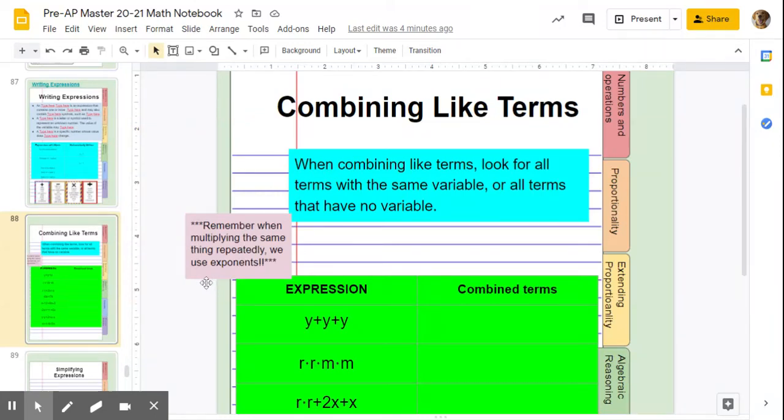All right, today we're going to be talking about combining like terms. So when we have expressions, we're going to make them simpler, make them not as crazy to look at by combining terms that are alike. When we're combining like terms, we look for all the terms with the same variable or all the terms that have no variable. So they're just plain old numbers.